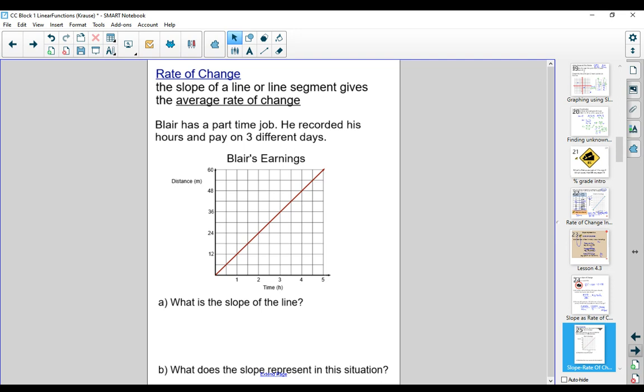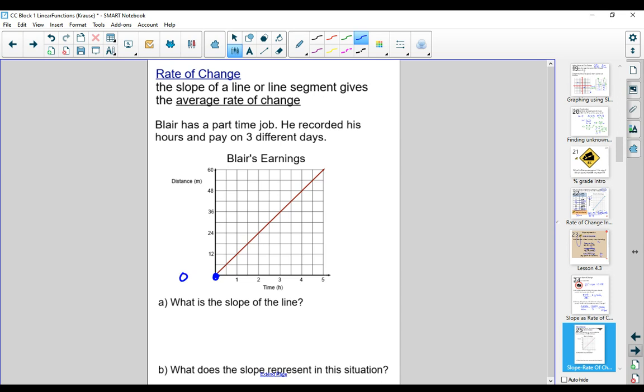All right, so again, looking a little bit more in depth at rate of change. Rate of change is the slope of a line or a line segment that gives our average rate of change. If some of you are thinking about heading into calculus, we talk about rate of change a lot in calculus, and we'll talk about average rate of change versus instantaneous, but we're not going there today. All right, so Blair has a part-time job, and he's recorded his hours and pay on 3 different days. And so the question is, what's the slope of the line?